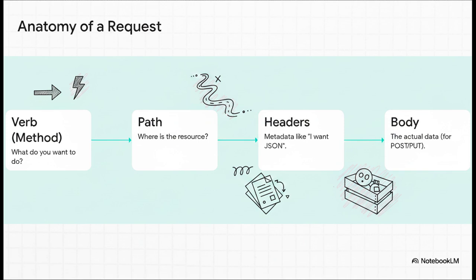Every single request you send, doesn't matter if it's from your browser or another service, is made of these four parts. You've got the verb, which is the action, like GET or POST. The path, which is the thing you want to act on, like /users/123. Headers give it some context, and the body, well, that's your data payload. It's simple, but it's incredibly powerful.